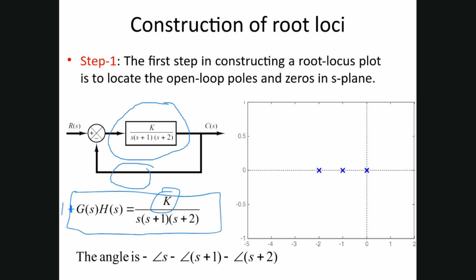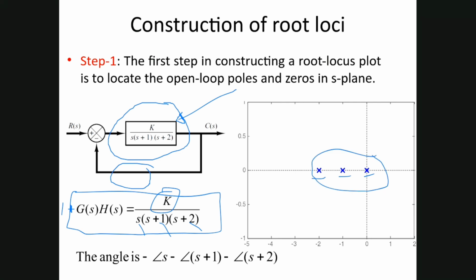And if your k is 0, your poles values will be 0, -1 and -2, and these pole values are nothing but equal to the open loop poles. This is your open loop transfer function and the poles values are 0, -1 and -2. So this gives an idea that your root locus will always start with open loop poles.